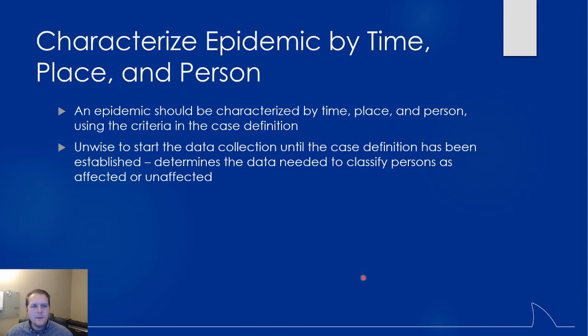So the epidemic should really be characterized by time, place, and person, using that criteria for the case definition, right? You don't really want to start data collection if you don't even know what kind of data you want to collect, right? That case definition will help you determine, okay, do I need a CBC, like that eosinophilia myalgia syndrome we talked about a second ago? Do I need a UA? What do I need to collect in order to determine whether my patients even fit the cases or not?